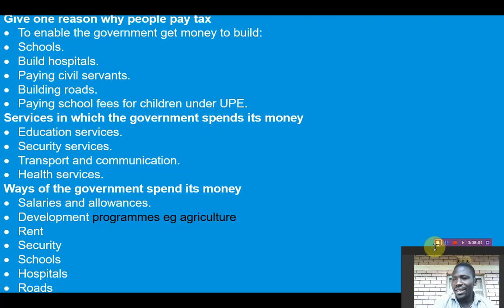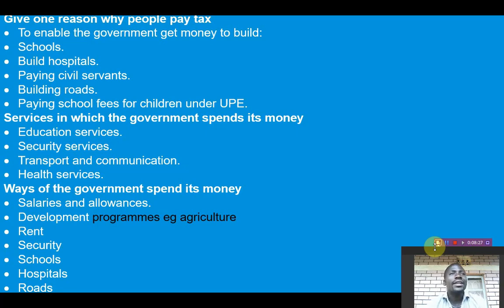One, salaries and allowances of these civil servants and the public workers. Development programs, e.g. agriculture. For example, here, NADS. The government decides to give out money to farmers. In form of NADS, they buy you cattle. All that money is government money, and that is the money which you people pay in form of salary.